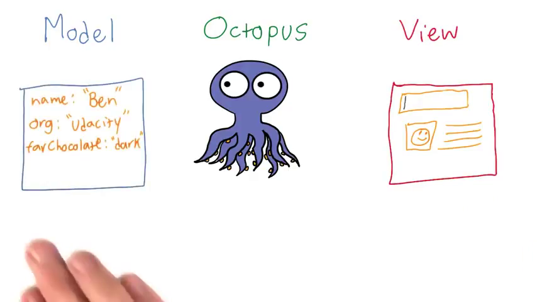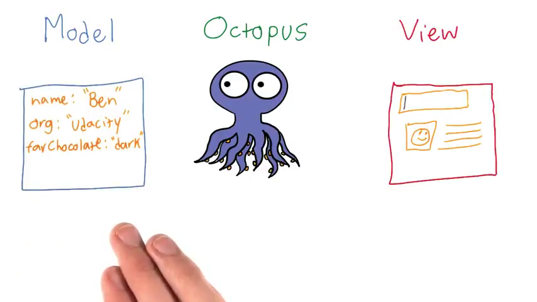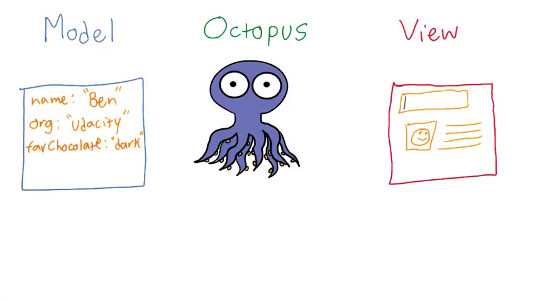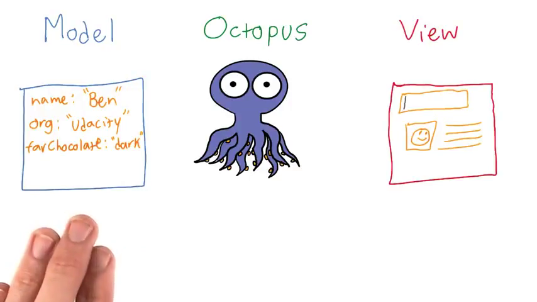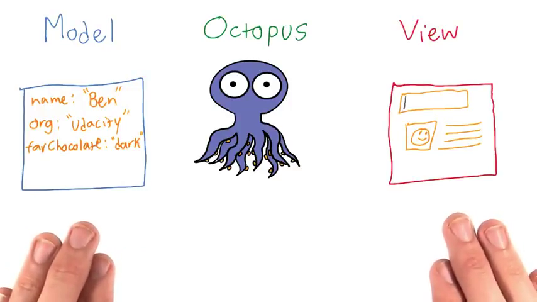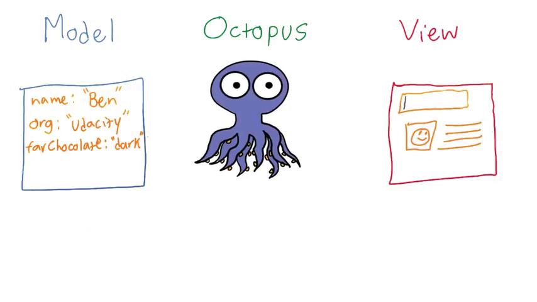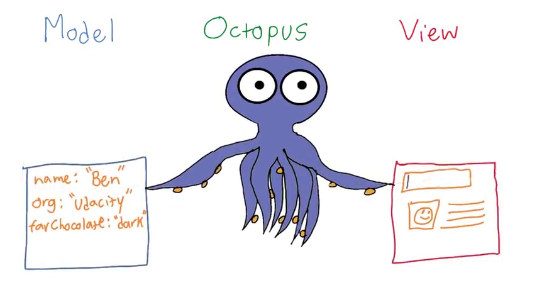Now, speaking of data, here in the model, this is where all of the data is stored. That includes data from the server and from the user. Now, the model and the view are connected, specifically by our octopus. Our octopus is what provides the separation of concerns that we so desperately need when we're building applications.